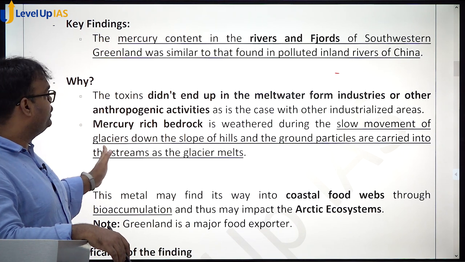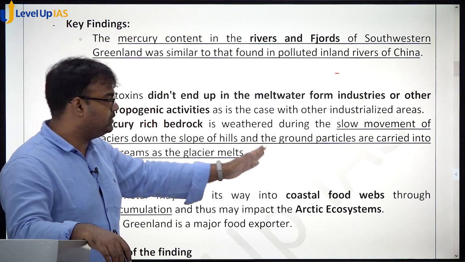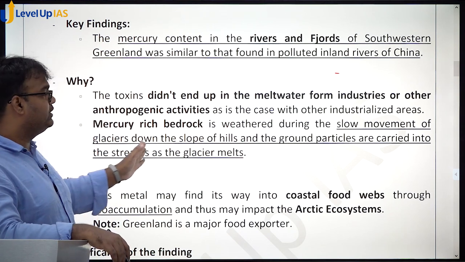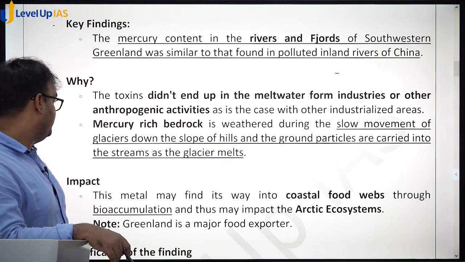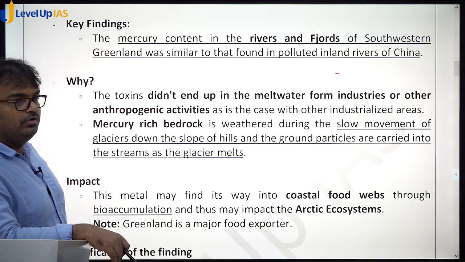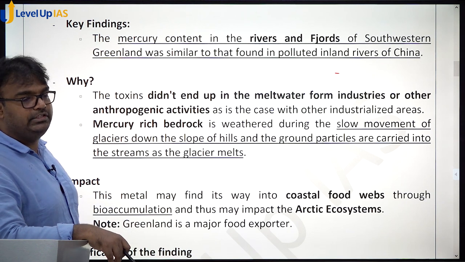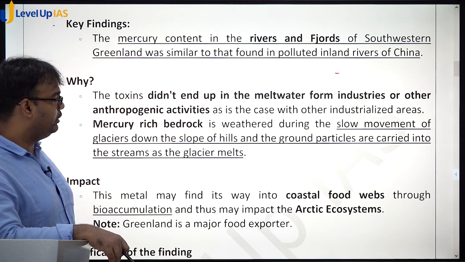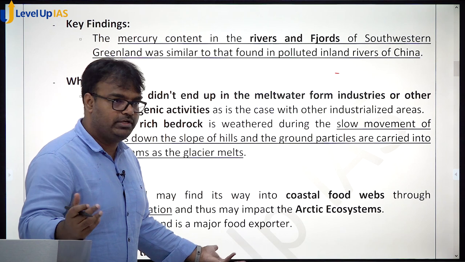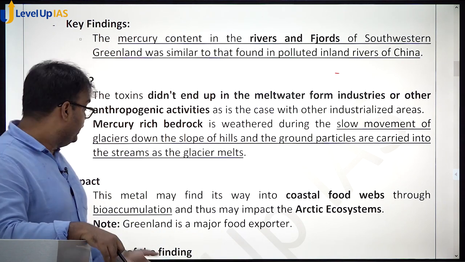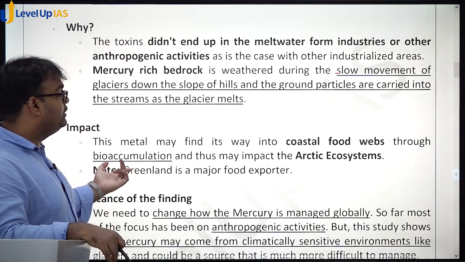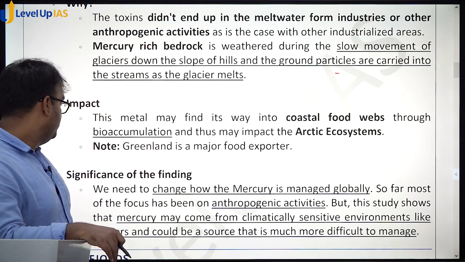Slow movement of glaciers down the slope of hills, and the ground particles are carried into the streams as the glaciers melt. So those ground particles may be having mercury in them. Now when these rivers have mercury, these fjords have mercury, the coastal food web will get mercury. From here mercury would go into the Arctic region. In fact, Greenland is a major food exporter, so mercury becomes a concern.